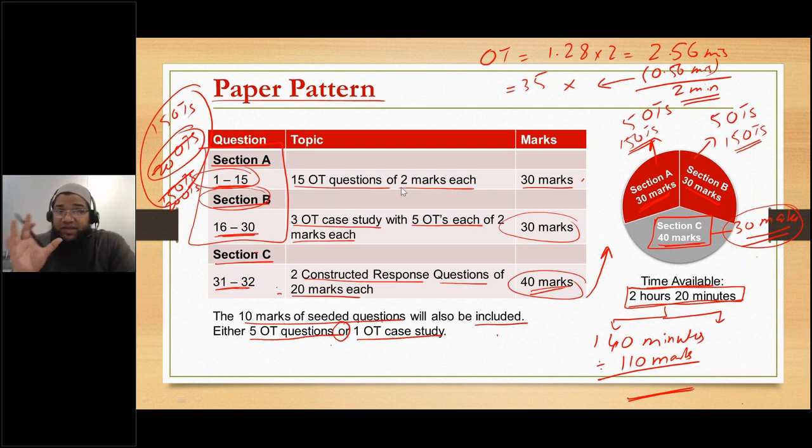So the seeded question is basically trying to create, I would say, a pressure on the student. If, for example, you are finding the paper too difficult, this would mean that it is not actually difficult, it is the seeded questions which are difficult. But you still won't be able to know which ones.